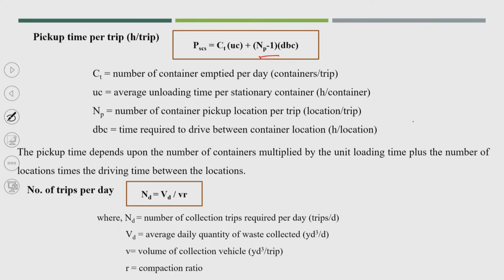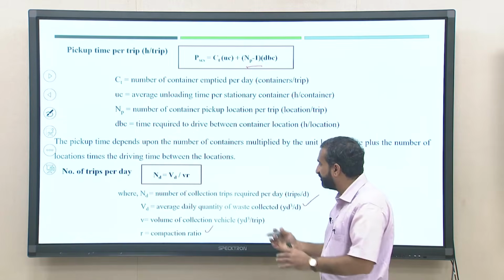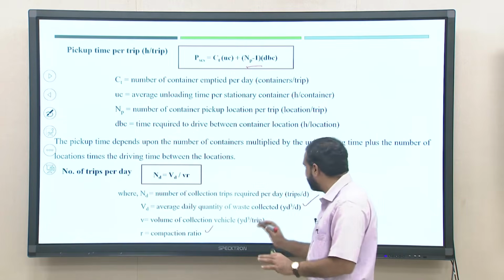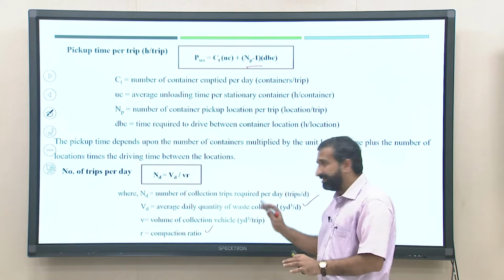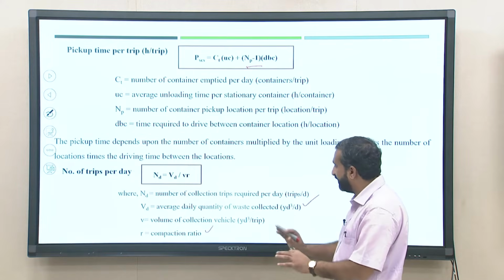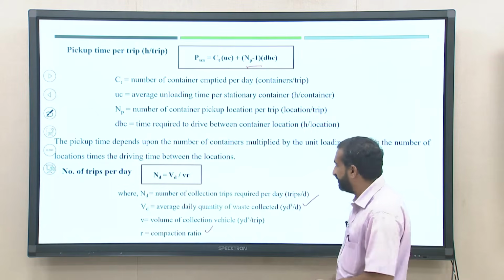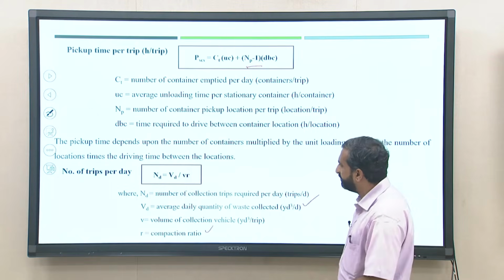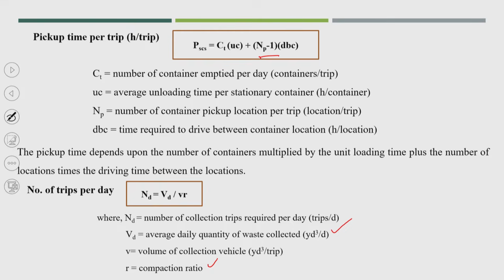You see, here is a very simple equation. The number of trips can be finalized simply if you know the average daily quantity of waste generated and divide by the volume of collection vehicle, which is multiplied by the compaction ratio. If you know the average quantity of waste generated or collected in that particular area, we can calculate the number of trips per day. These formulas are easy to remember.